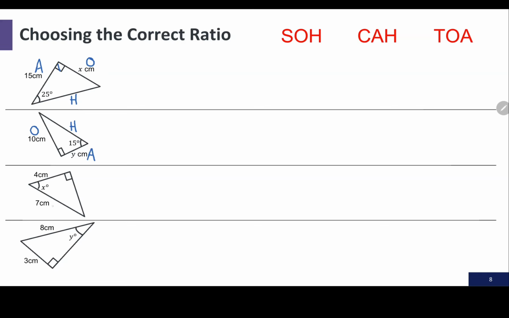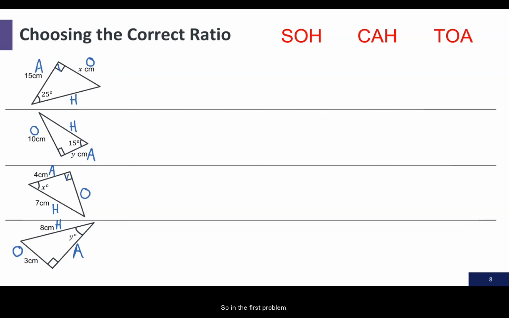The next example, there is H, there is O, and there is A. And the final question, H is there, the 8 centimeter side. O is there, and A is there. So all we have done is labelled each triangle. The next thing we need to do is choose the correct ratio.